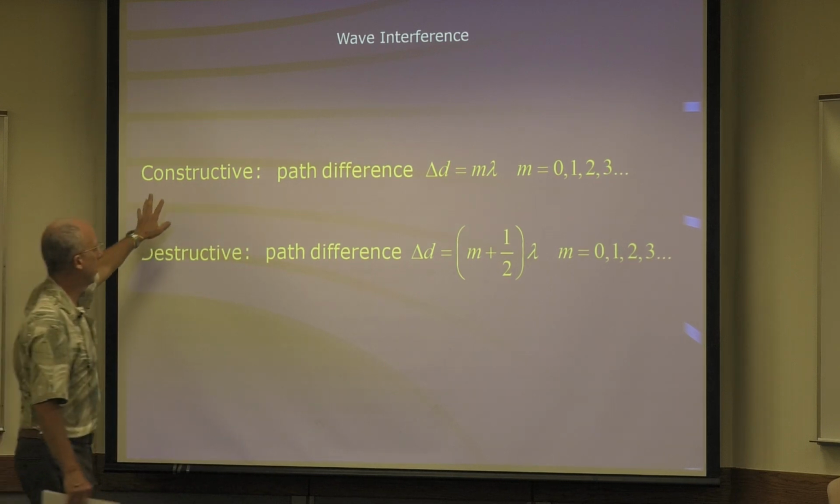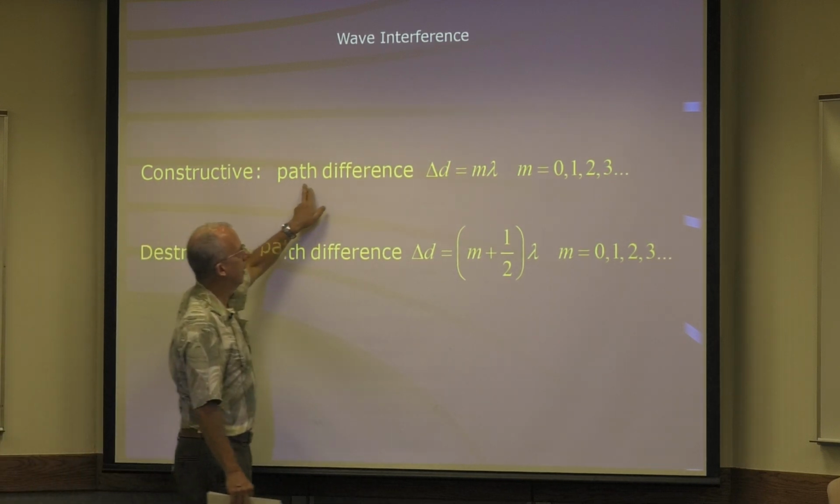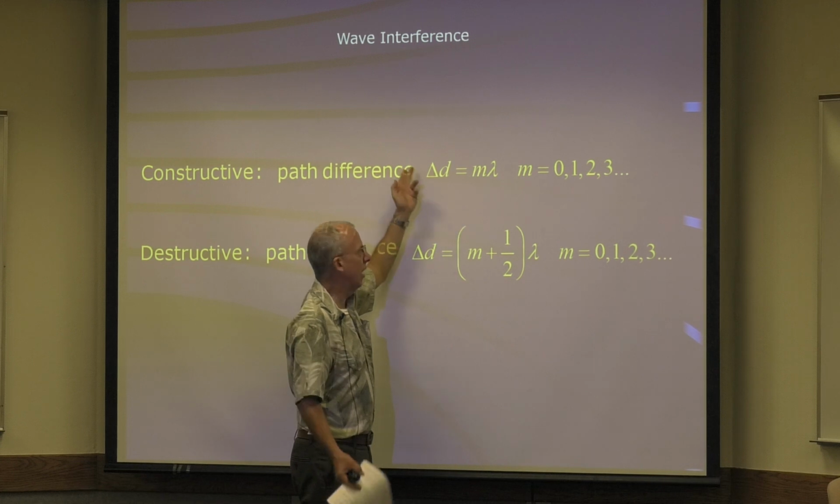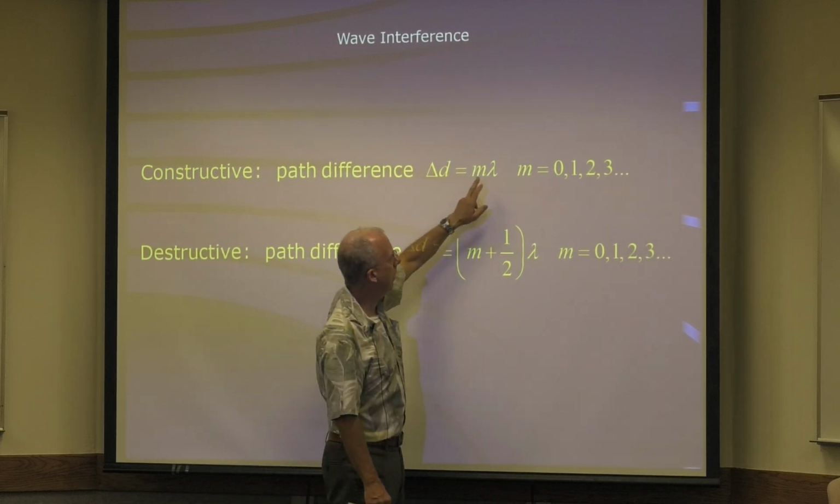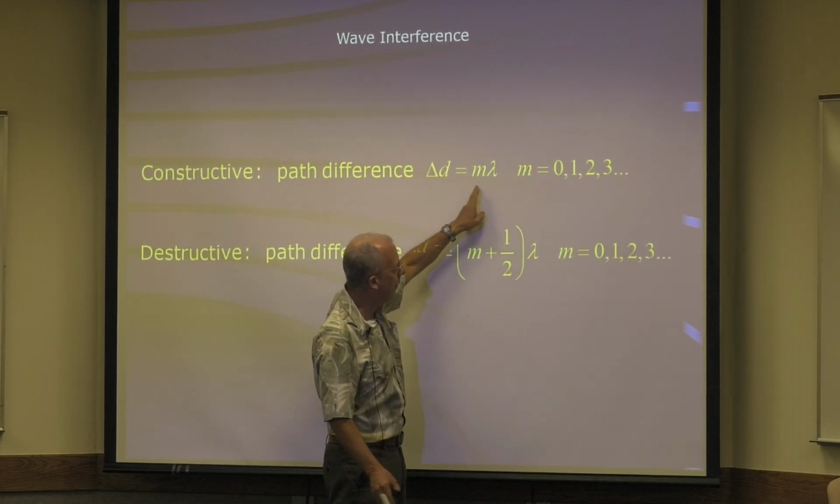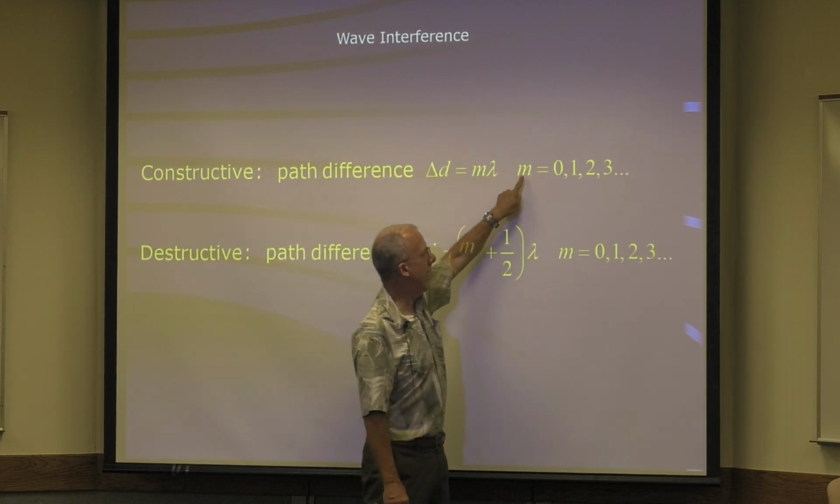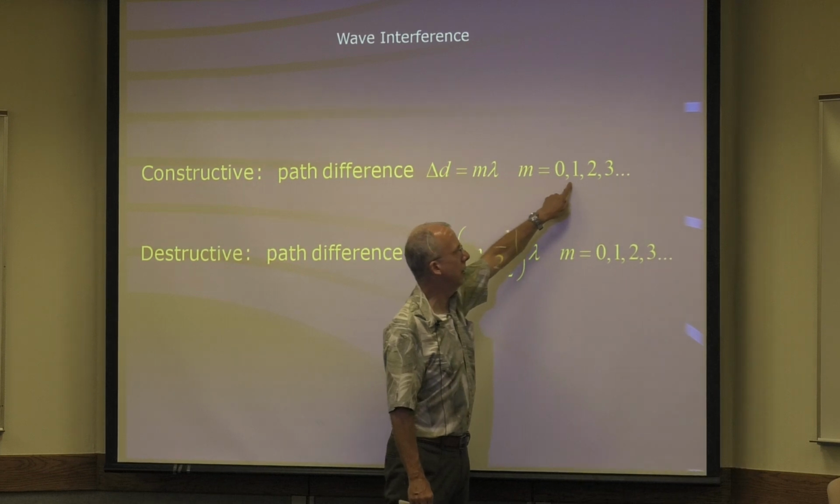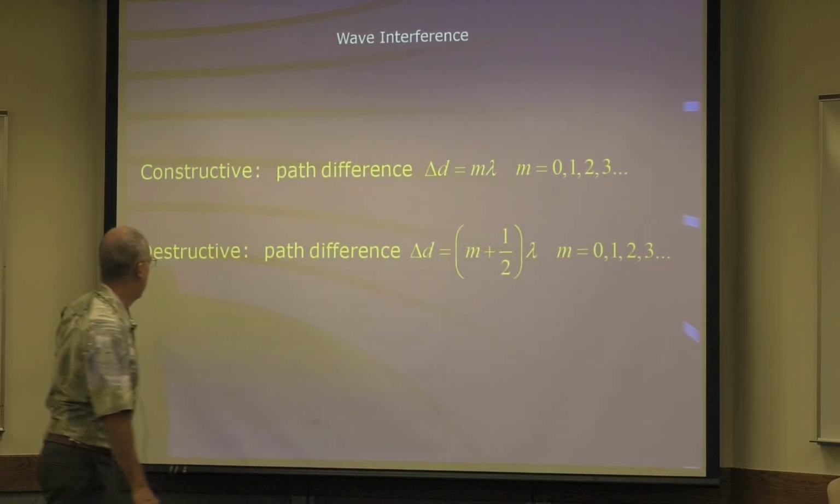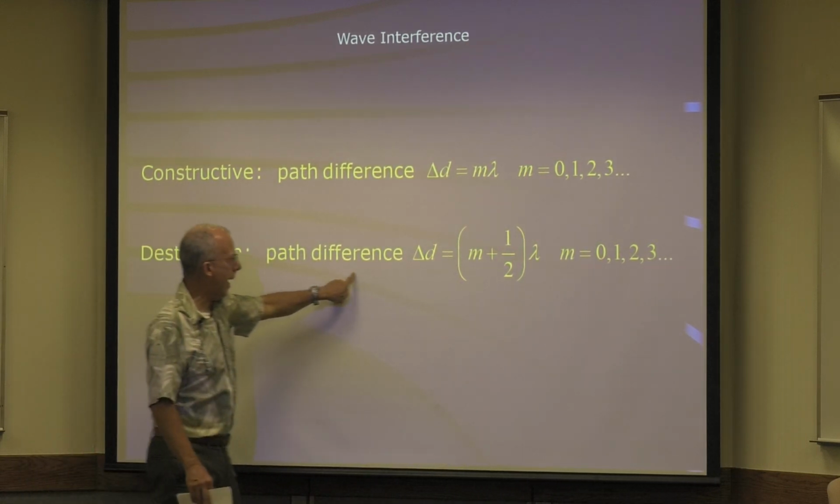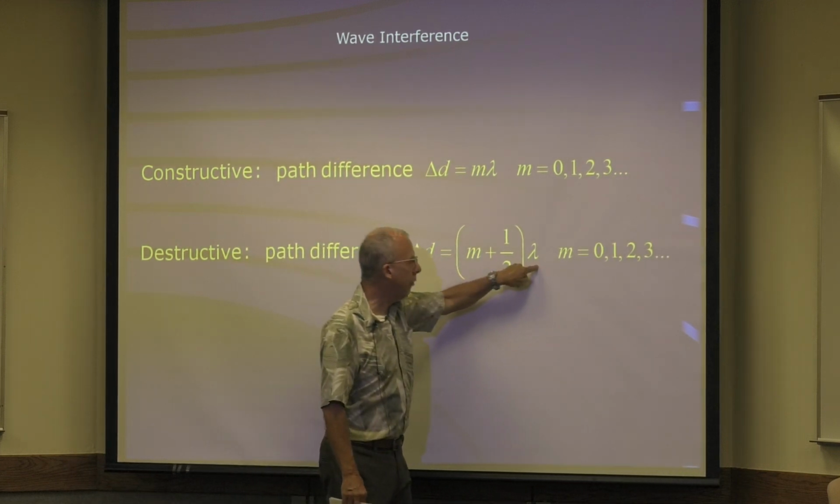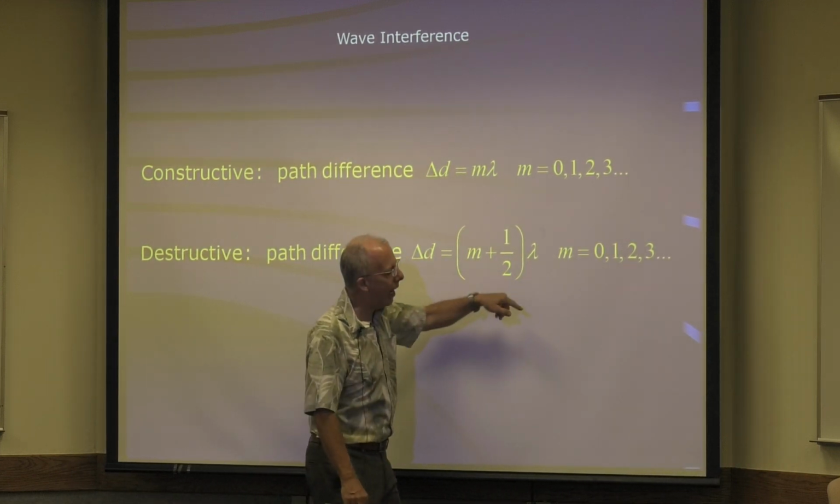We can say if we want constructive interference, the path difference, I'll just call it delta D, has to equal 0 wavelengths, 1 wavelength, 2 wavelengths. We can just say that nicely like this, where m is an index, integers. Now, for destructive, the path length difference is a half a wavelength, 3 halves, 5 halves, and so on.